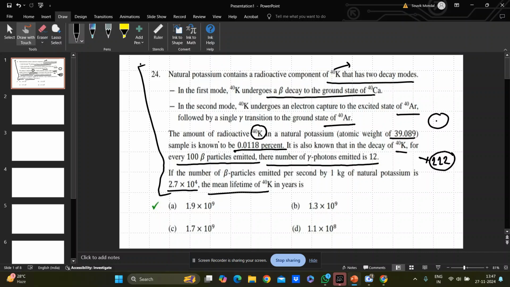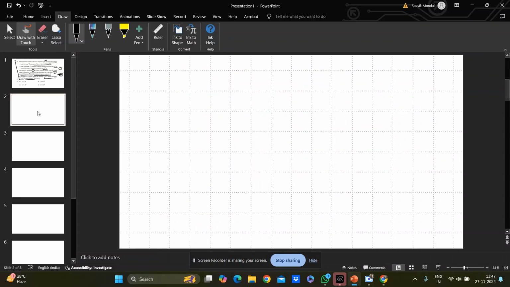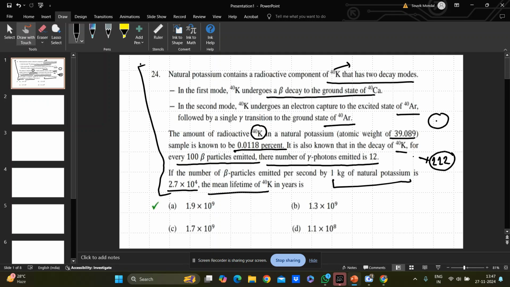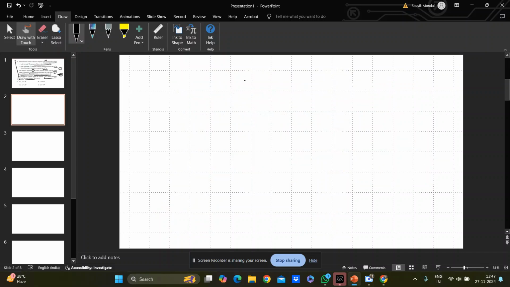Okay. So there are a lot of things you have to do. First, try to find the number of particles in 1 kg of natural potassium. You are given 1 kg of natural potassium, and what is the number of particles in that? Your atomic weight is 39.089, and this is in gram. So 39.089 gram of natural potassium contains N_A particles, where N_A is the Avogadro number.